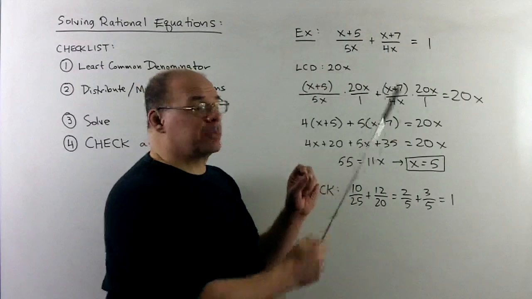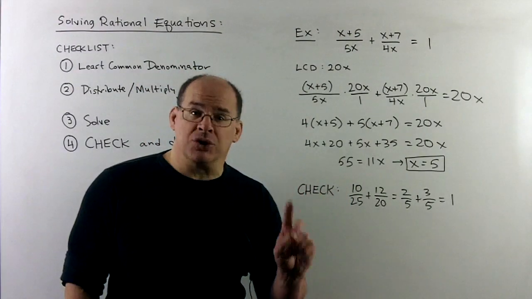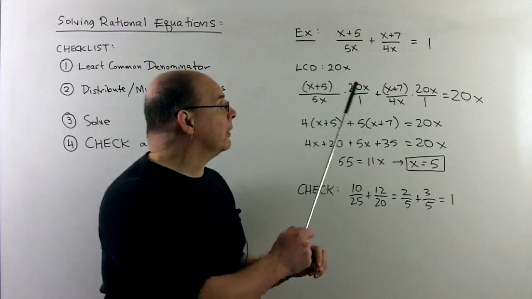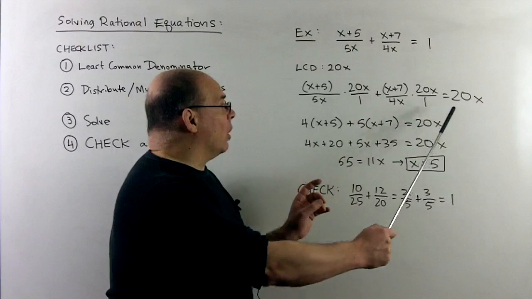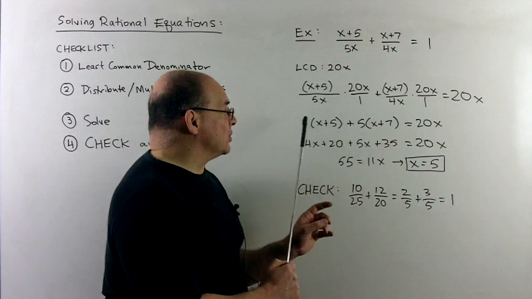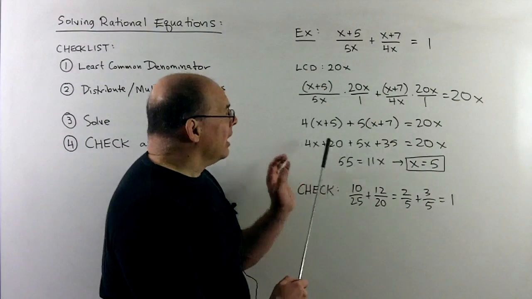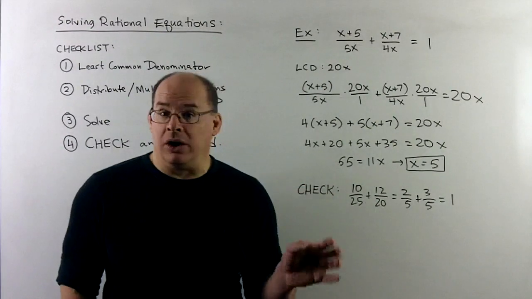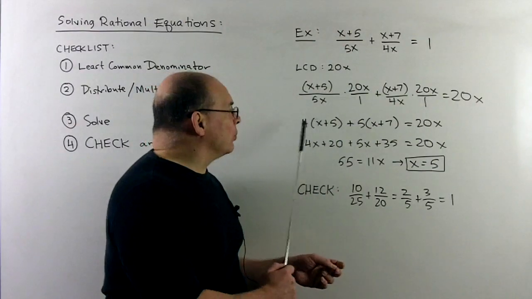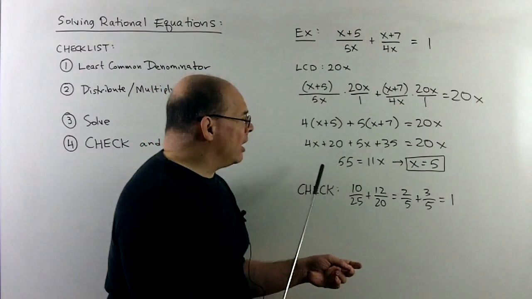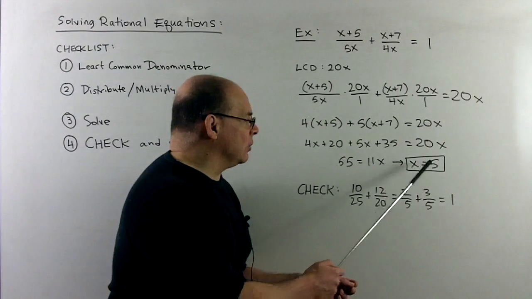x plus 5 and x plus 7, we'll be careful with. We put them in parentheses. We'll need to distribute when we do our bookkeeping. Now, for our next step, the denominators are going to go away. 20x over 5x is a 4. 20x over 4x is a 5. And now we're just dealing with a linear equation. So we distribute the 4 and 5 through the parentheses, and what comes out is 11x equal to 55, or x equal to 5.